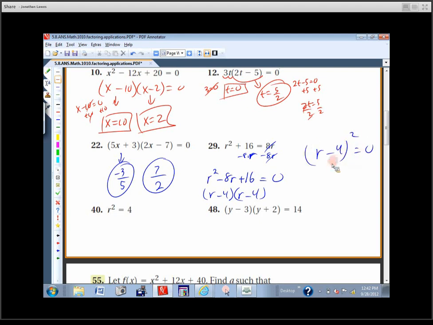So what's the solution, what's the answer that comes from this factor? R equals 4. Okay? Now, does it matter that it happens twice? No, we call that a double solution. Okay?